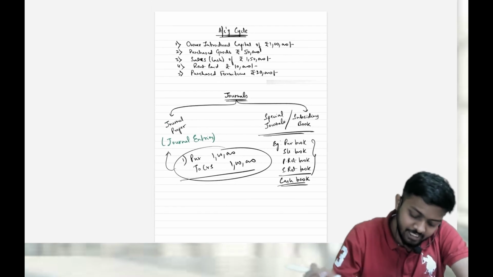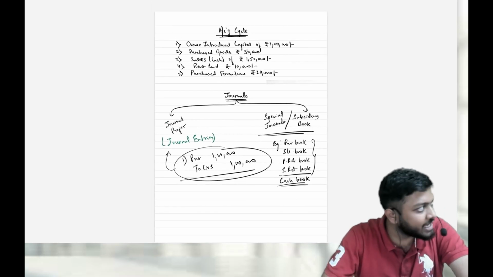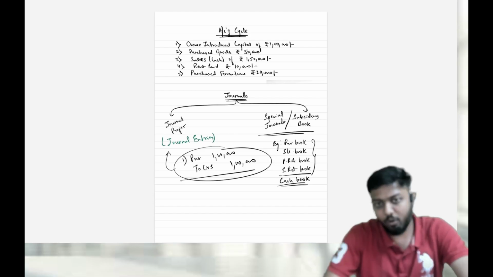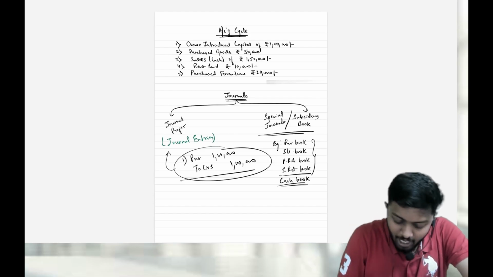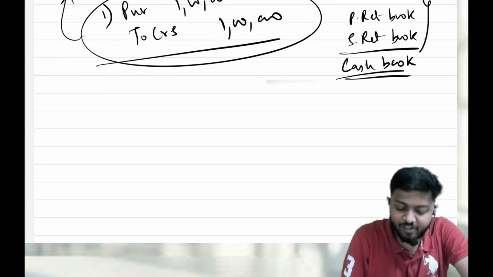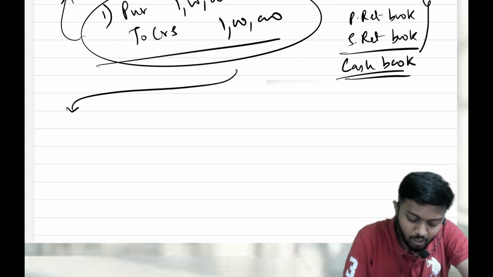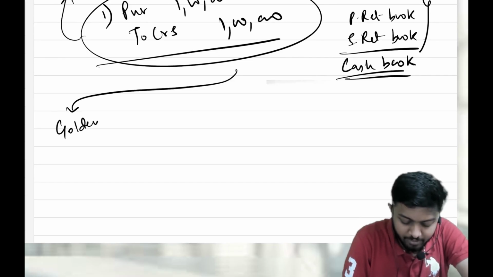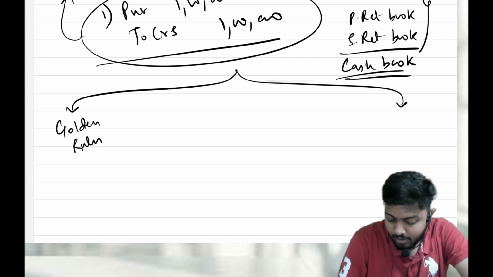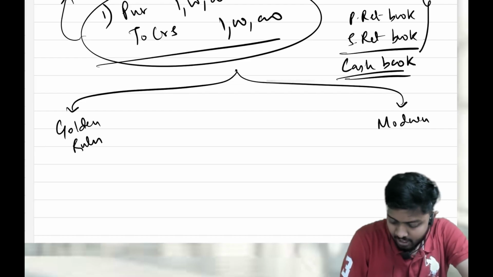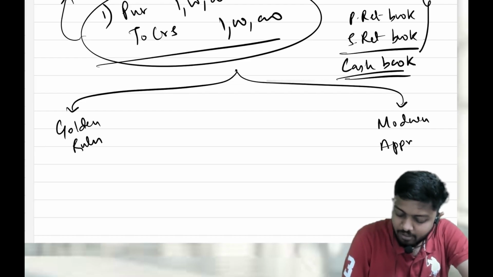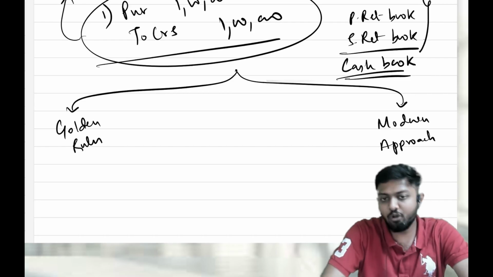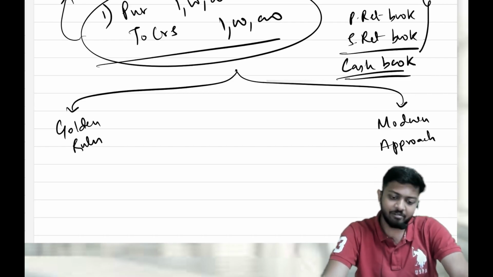Now, this is how I will record the above entries via journal proper, via journal entries. So, how to pass journal entries? To pass journal entries, we have two methods. One is the golden rules of accounting, and one more is the modern approach. The modern approach is much more simple, practical, and easy to apply as compared to golden rules, but however, we will cover both.